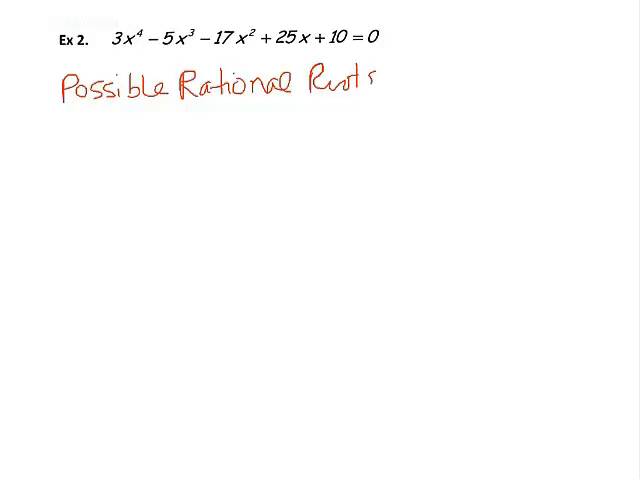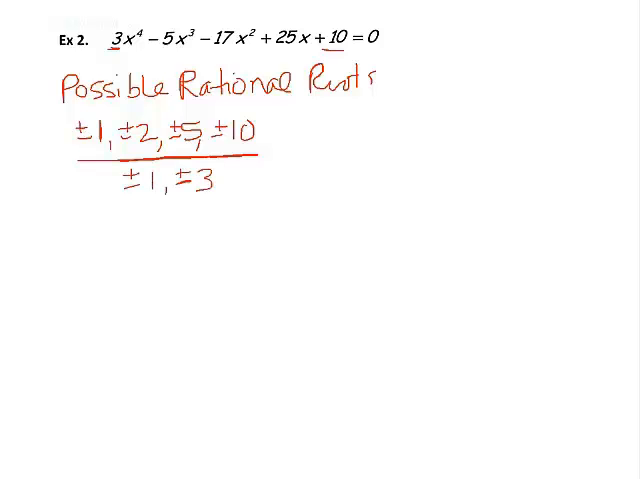Well, we need our factors of 10. So our factors of 10: plus or minus 1, plus or minus 2, plus or minus 5, plus or minus 10. Okay, so we got all of those. Now let's look at our leading coefficient, the factors of 3. That would be plus or minus 1, plus or minus 3. Think about how many combinations you're staring at right now.